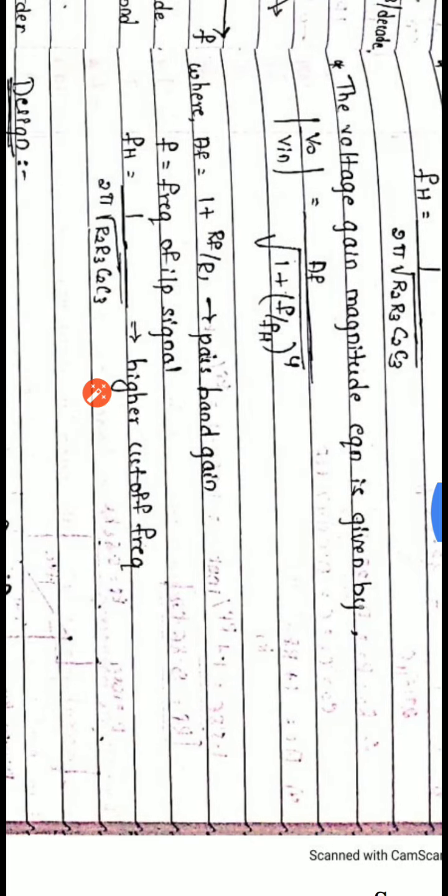Similarly, the voltage gain magnitude equation can be written like this. The magnitude of V0 by Vin equals AF divided by the square root of 1 plus (F by FH) to the power 4. Instead of square, we have 4 here because it uses two RC networks. The remaining terms are the same: AF is 1 plus RF by R1, F is the frequency of the input signal, and FH is this value.